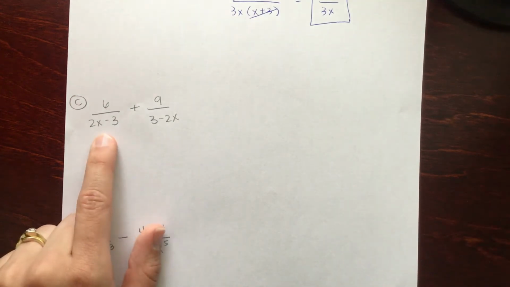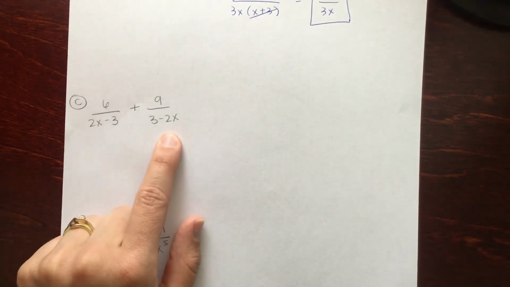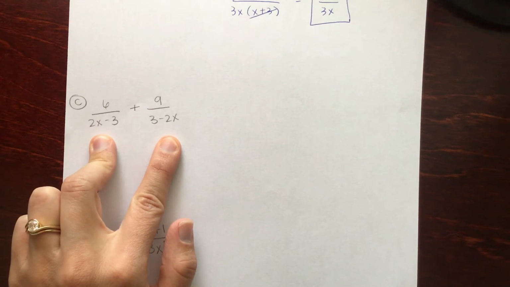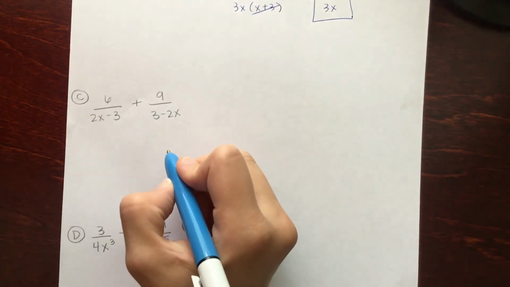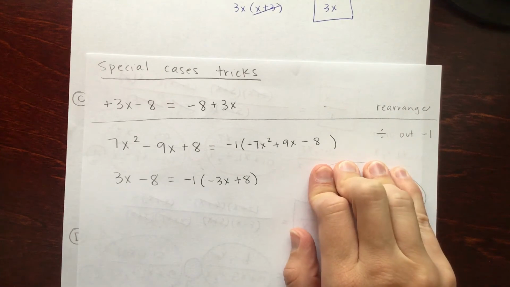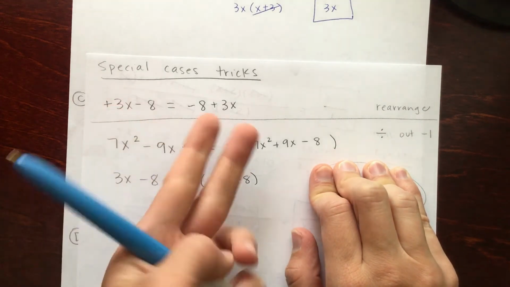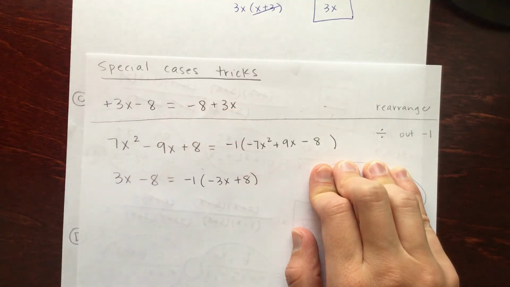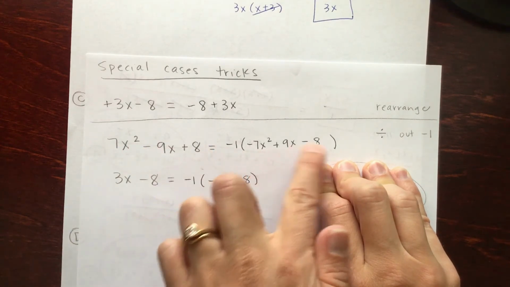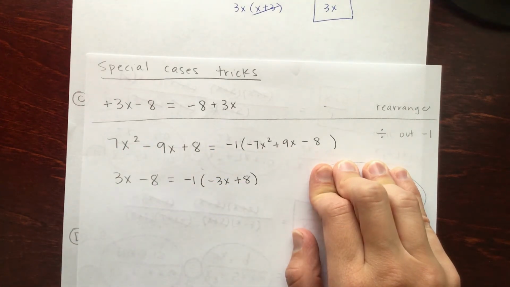So I can't factor this denominator, but notice that they're almost the exact same thing, except some things are switched around and their signs are opposite. Remember these tricks we talked about before? How you can rearrange and switch the order of these as long as you keep the signs with them, or how you can divide out a negative, which means you would change all of the signs in here. We're going to do that.